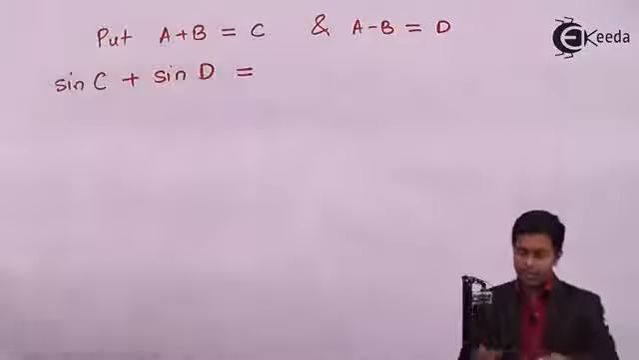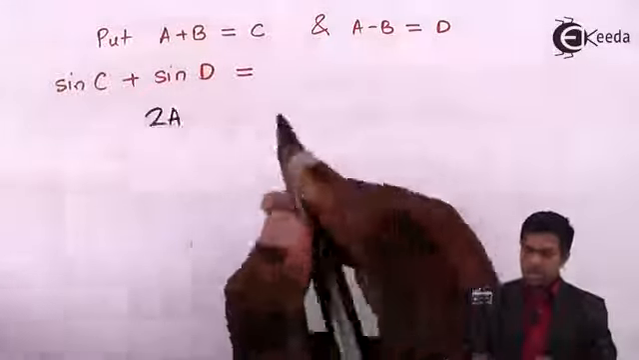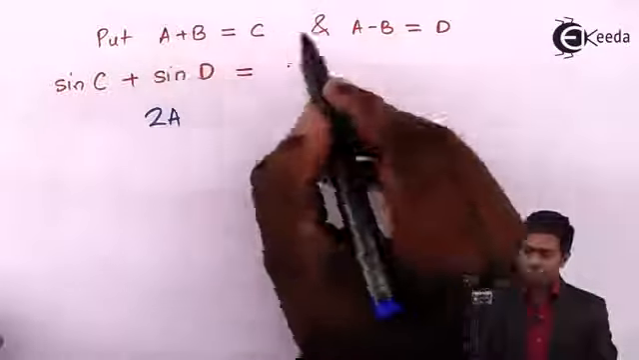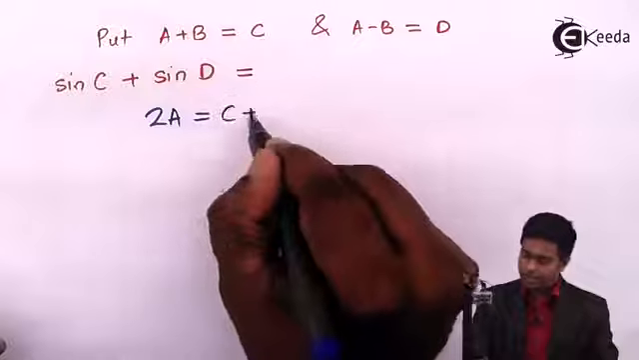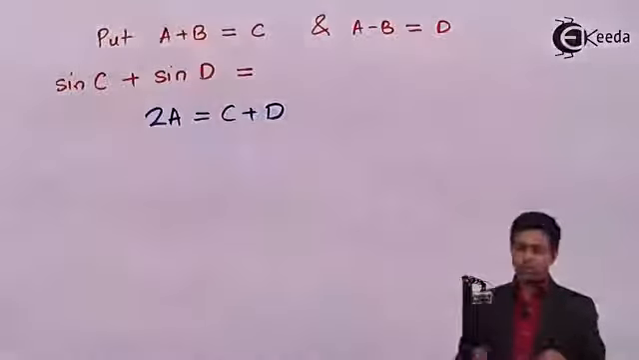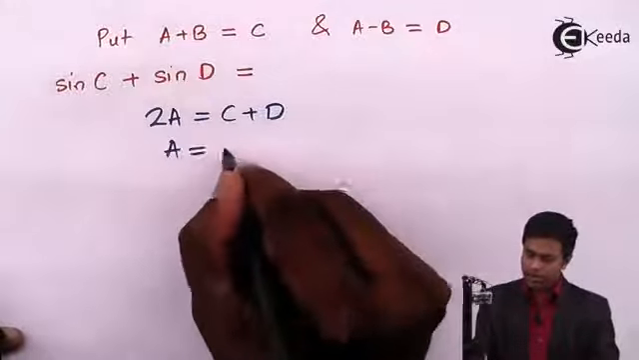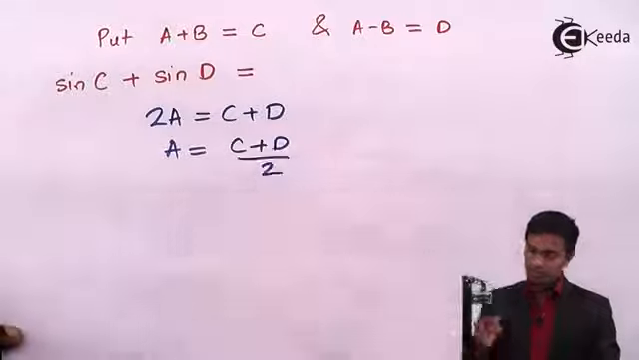Here I will write it down. It is 2A, and B minus B cancelled. On the right hand side we will get C plus D. So in short, I can say that the value of A is C plus D upon 2.